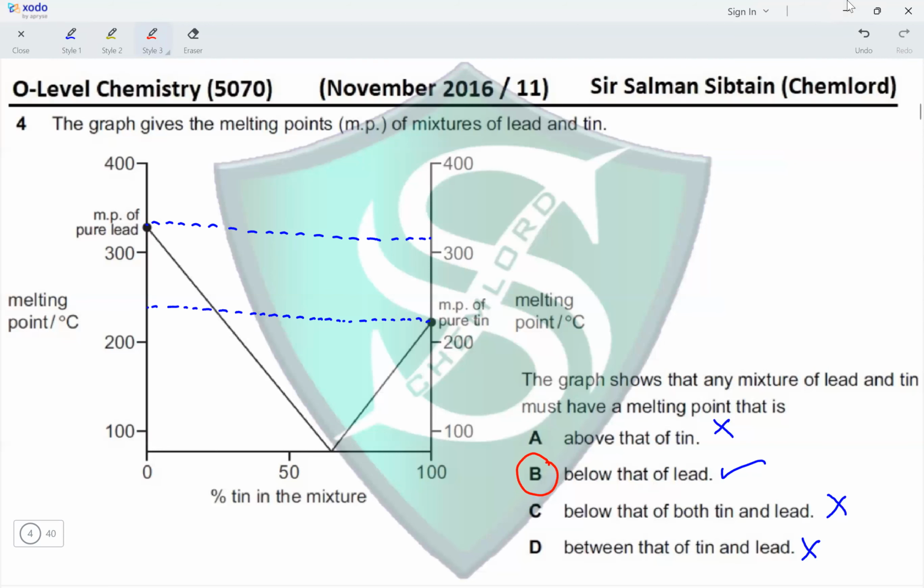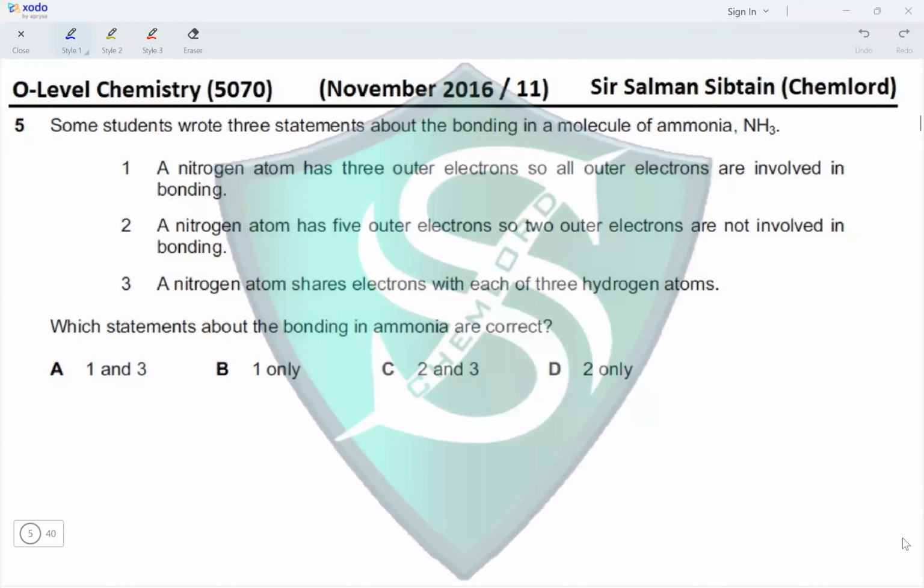Question 5. Some students wrote three statements about the bonding in a molecule of ammonia. A nitrogen atom has three outer electrons, so all outer electrons are involved in bonding. No, it has five outer electrons. So this statement is incorrect. A nitrogen atom has five outer electrons, so two outer electrons are not involved in bonding. Yes, this is correct. A nitrogen atom shares electrons with each of three hydrogen atoms. Yes, all N-H bonds are covalent bonds. So since statements 2 and 3 are correct, option C is the correct option for this question.